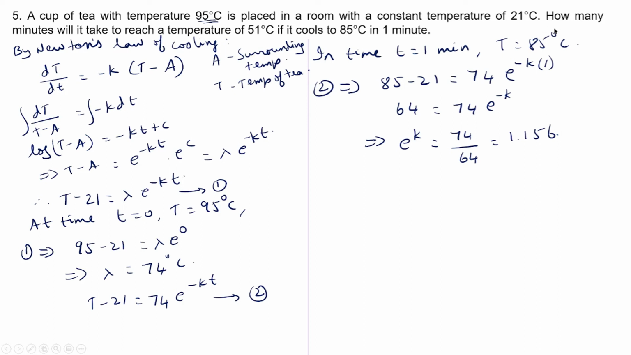Now we need to find the time in which it will reach a temperature of 51 degrees Celsius. Now from this let us find k. Here e raised to k is 1.156, which means k will be ln 1.156. So this implies k equal to ln 1.156. The natural logarithm value of 1.156 is 0.145.